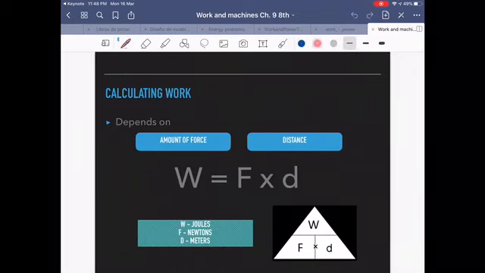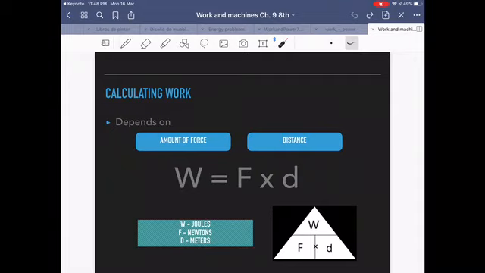To calculate work, we depend on two variables, which is force and distance, okay? The amount of force will be given in newtons, and the distance will be given in meters. And work will be a new one that we have not seen before, which is joules. In Spanish, it would be julios, okay?